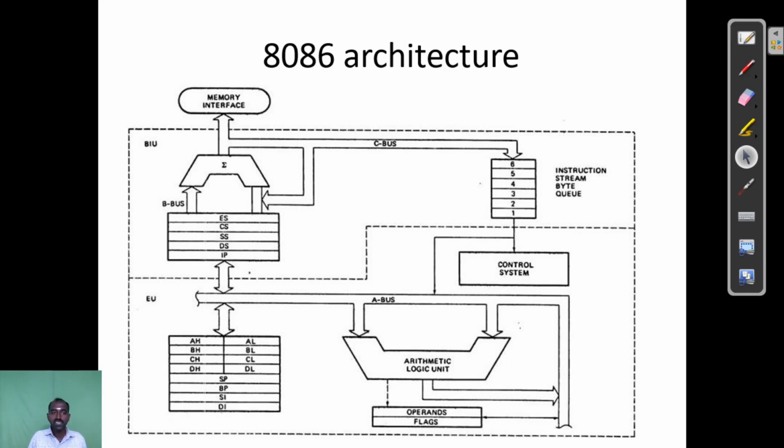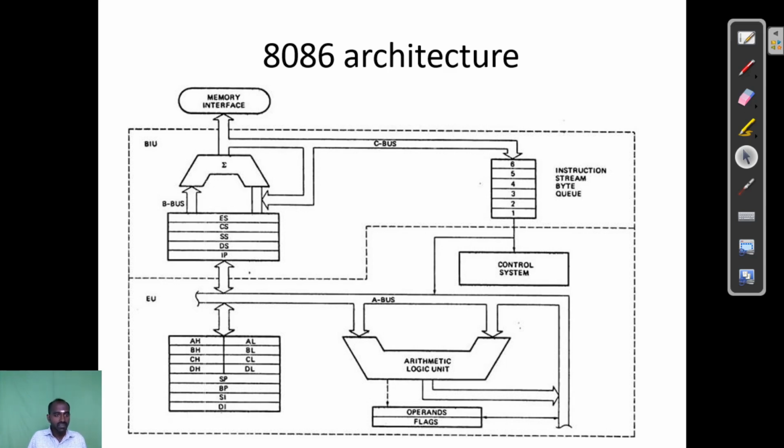First we discuss the bus interface unit. What is the function of the bus interface unit? The bus interface unit fetches instructions, reads data from memory and IO ports, and writes data to memory and IO ports.